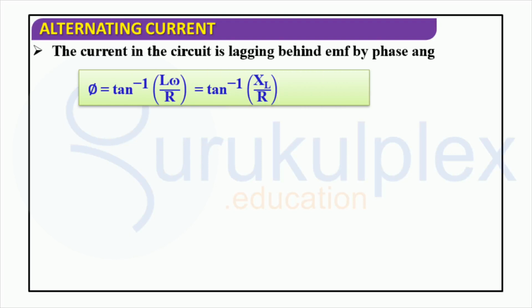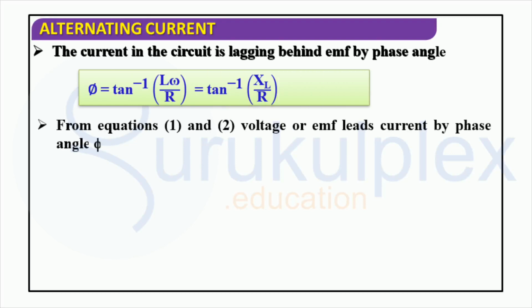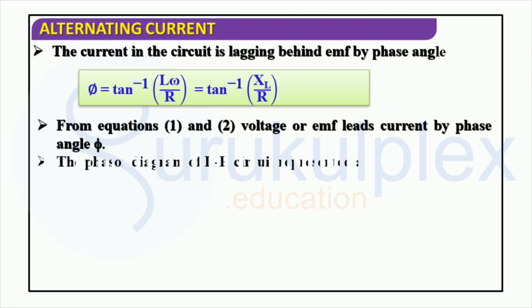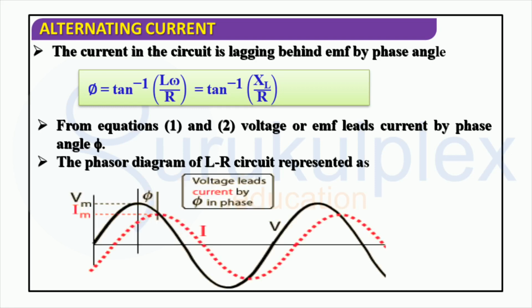The current in an alternating current circuit is lagging behind the electromotive force, as marked by the phase angle phi. This can be demonstrated mathematically with equations 1 and 2, in which the voltage or electromotive force will always lead the current by the same phase angle. This is exemplified in the phasor diagram of an LR circuit.